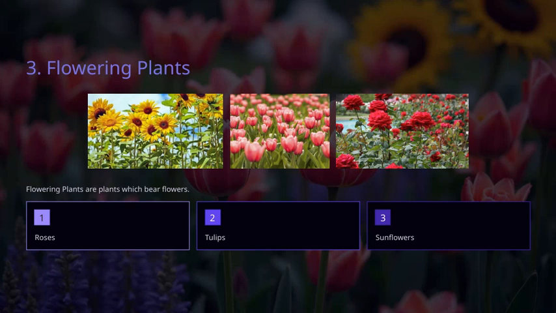Now let's take a closer look at flowering plants. These are plants that actually produce flowers, which is a key characteristic that sets them apart. Flowers are not just beautiful, they play an important role in reproduction.